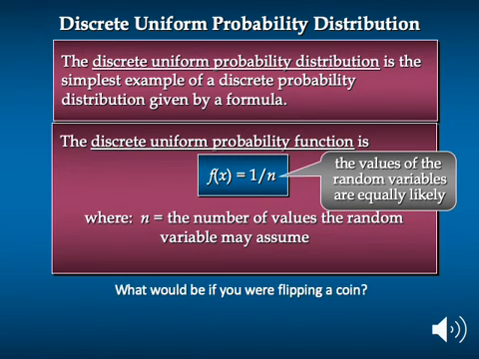And, what would it be if you were flipping a coin? Well, it's heads or tails. If you were rolling a die, it would be 1 out of 6 to get any one of the numbers. 6 choices. The probability of getting any of them is all the same. They're all equal.